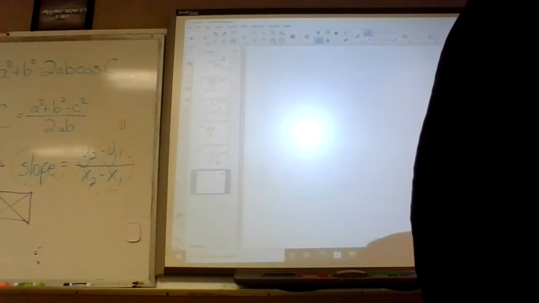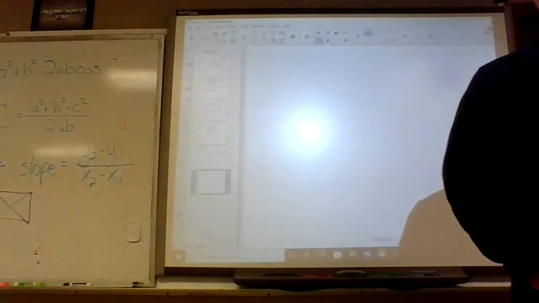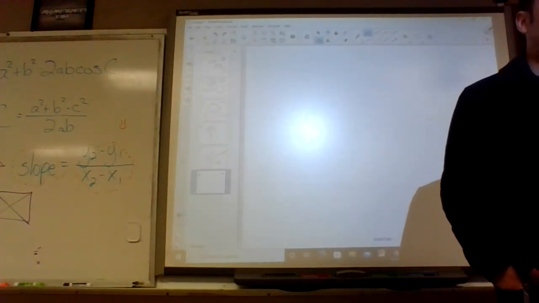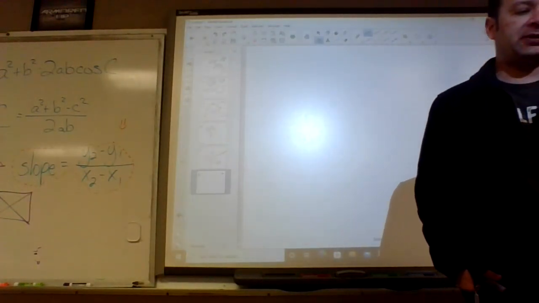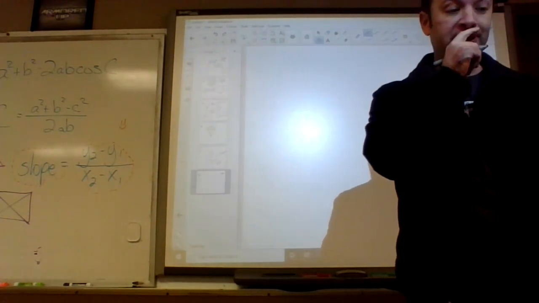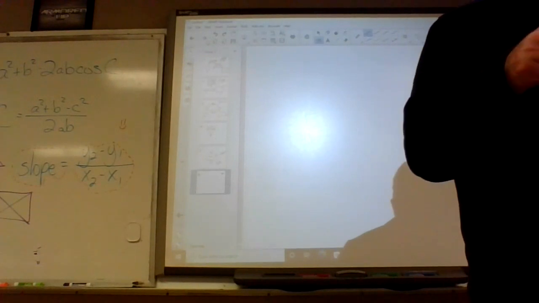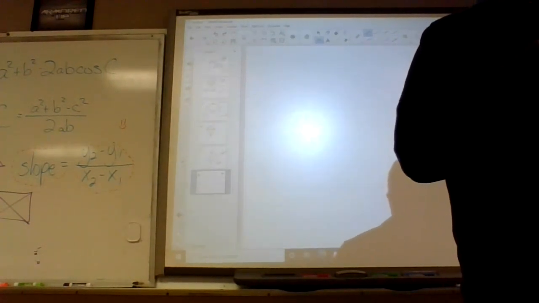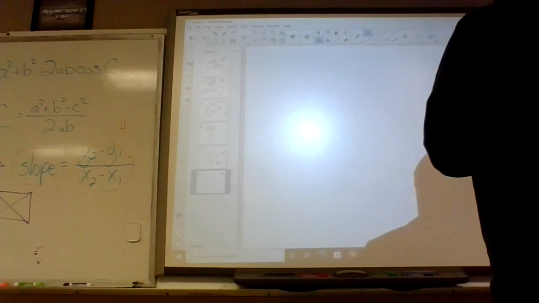Number 9. What shape is number 9? Kite. See all those triangles that look congruent to each other on 9? They are congruent to each other. It says find angle BAD. You see angle BAD in the picture?